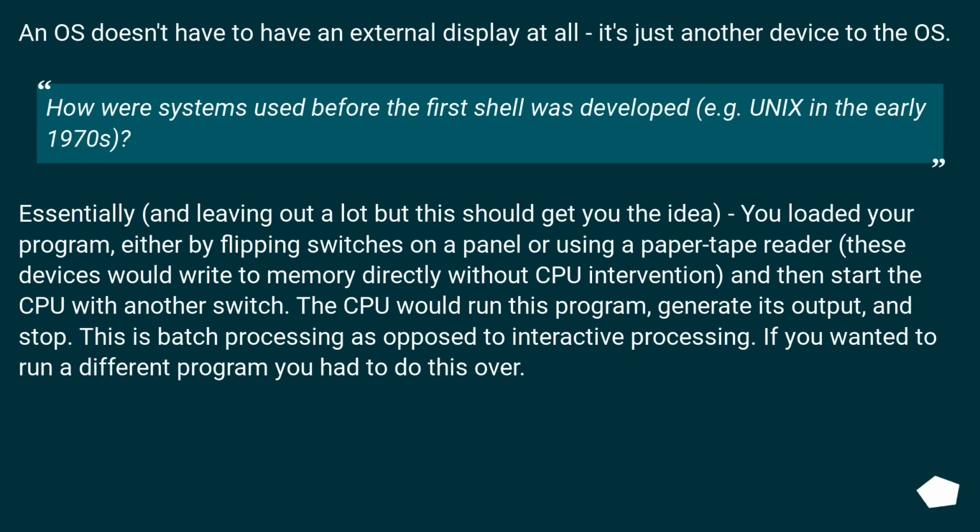How were systems used before the first shell was developed, for example Unix in the early 1970s? Essentially, and leaving out a lot but this should get you the idea, you loaded your program, either by flipping switches on a panel or using a paper tape reader. These devices would write to memory directly without CPU intervention, and then start the CPU with another switch. The CPU would run this program, generate its output, and stop. This is batch processing as opposed to interactive processing. If you wanted to run a different program you had to do this over.